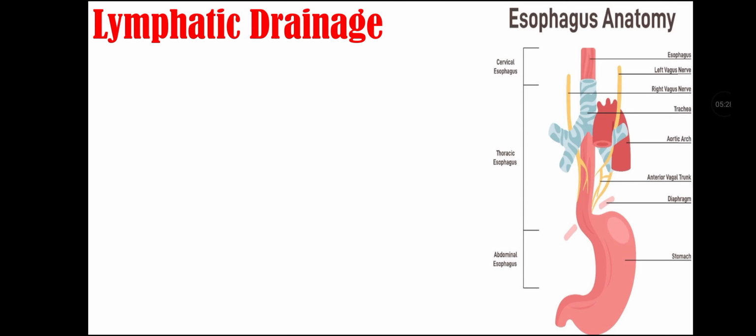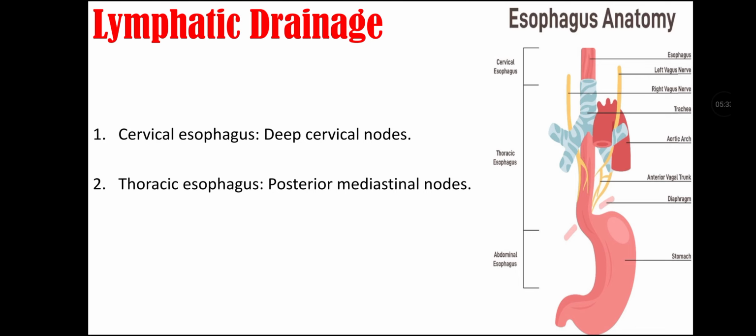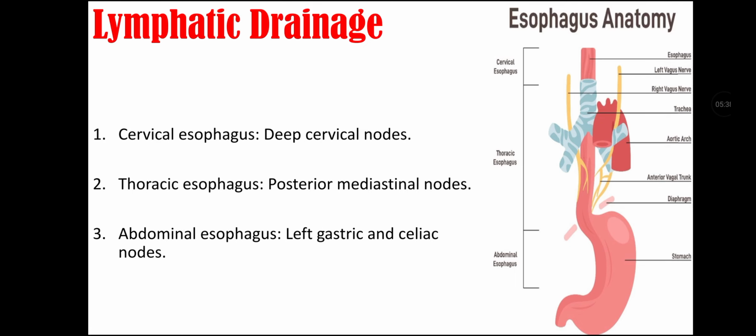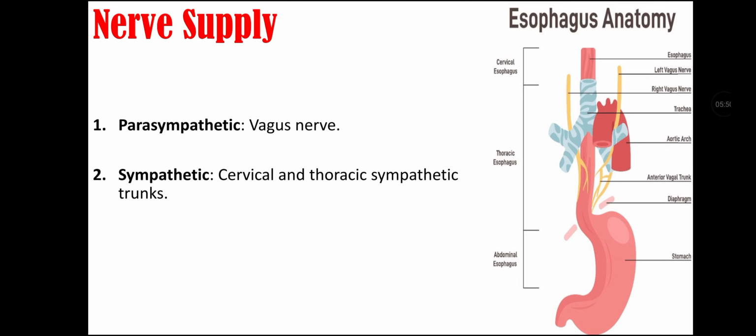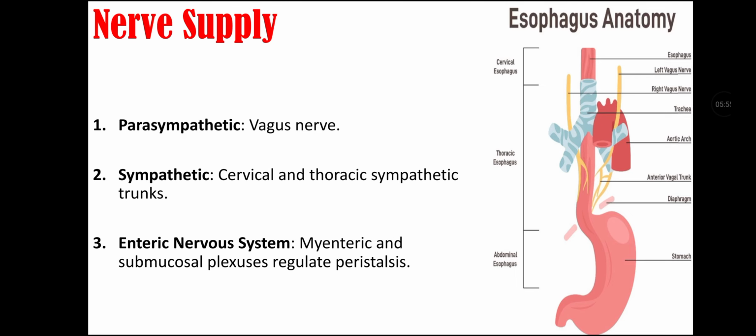Now let's talk about lymphatic drainage of esophagus. Cervical esophagus drains into the deep cervical lymph nodes. Thoracic part of esophagus drains into the posterior mediastinal nodes, and abdominal part of esophagus drains into left gastric and celiac nodes. Talking about nerve supply of esophagus, it has parasympathetic nerve supply, that is by vagus nerve. Then esophagus has sympathetic nerve supply, that is by cervical and thoracic sympathetic trunks. And then it has enteric nervous system, that is by myenteric and submucous plexus that regulate peristalsis of esophagus.